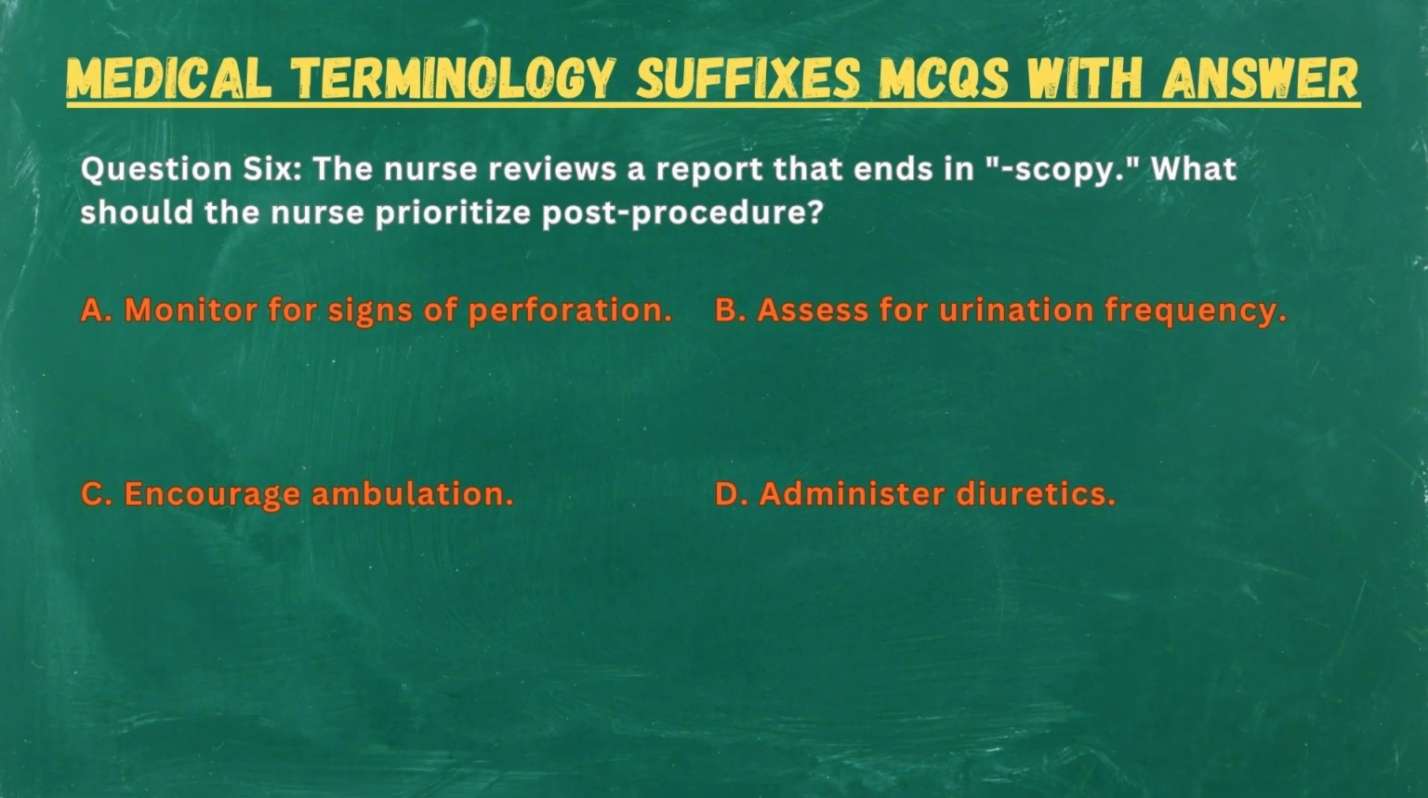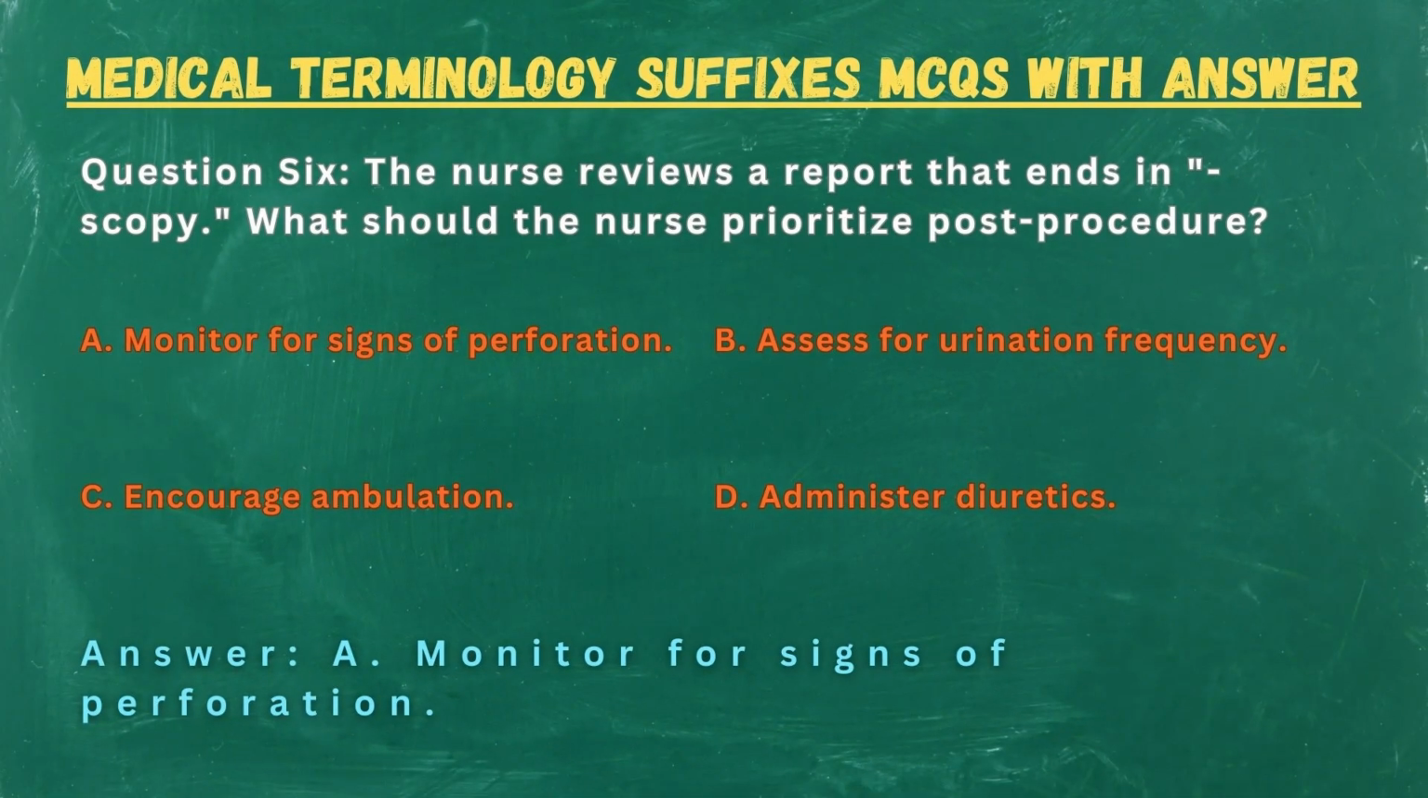Question 6. The nurse reviews a report that ends in -scopy. What should the nurse prioritize post-procedure? A. Monitor for signs of perforation. B. Assess for urination frequency. C. Encourage ambulation. D. Administer diuretics. Answer: A. Monitor for signs of perforation.